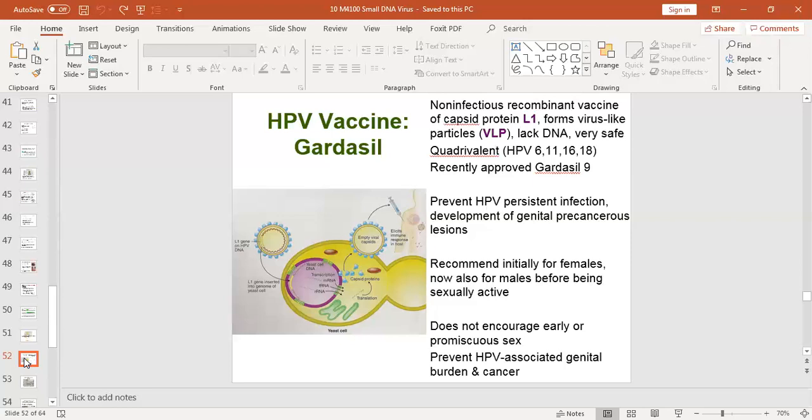Gardasil was initially recommended only for females, but now it's also recommended for males as a preventive measure before being sexually active. However, because we have something that may work, there is not a green light, and there is no encouragement for early or promiscuous sex. The good news is that it prevents HPV-associated genital burden and cancer. Moving to slide number 53.